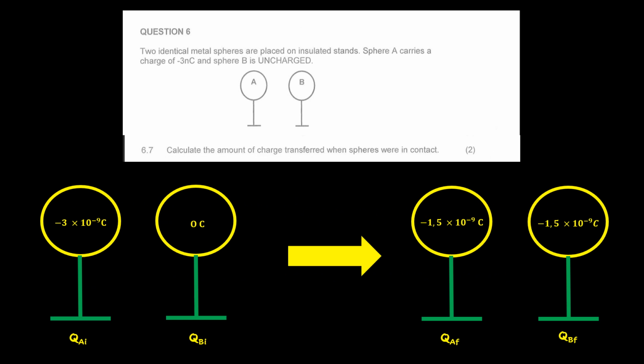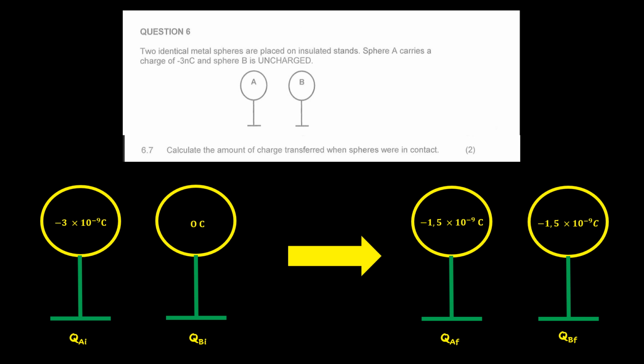Question 6.7. Calculate the amount of charge transferred when sphere A and sphere B were in contact. So before touching, sphere A had an initial charge, let's call it QAI, of about minus 3 multiplied by 10 raised to the power of minus 9 coulombs. And sphere B had a charge, let's call it QBI. The I is for initial, which is equal to 0 coulombs. Remember that sphere was uncharged.